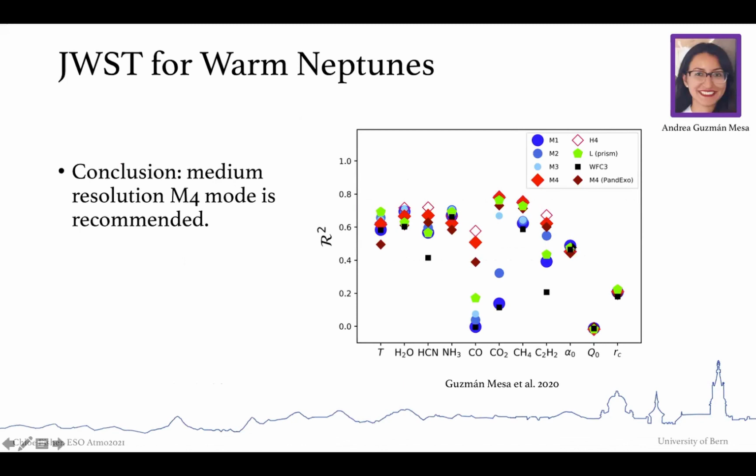And she found that if you use the H4 mode, which is the higher resolution version, you don't gain a lot. So this is kind of an example of how you can use the forest when you're proposing for telescope time, or even if you wanted to propose for a new telescope, because it can really tell you which wavelength ranges are best to look at and where to focus.